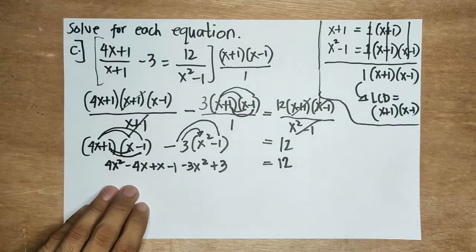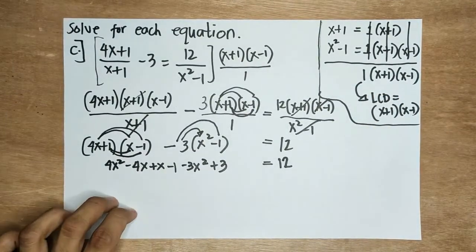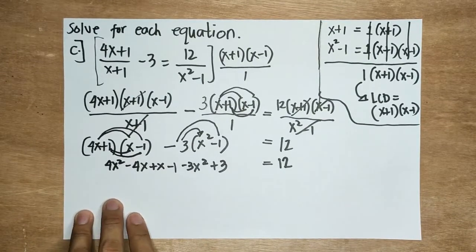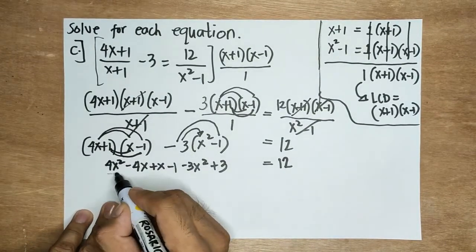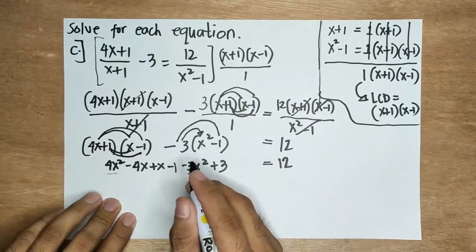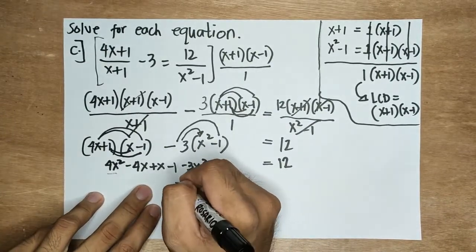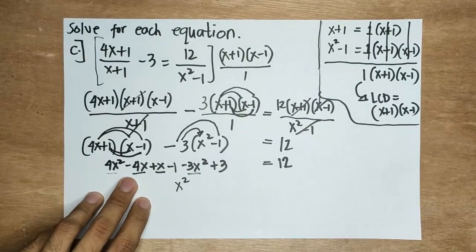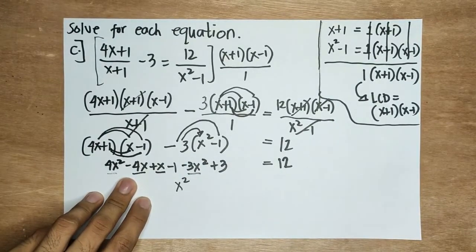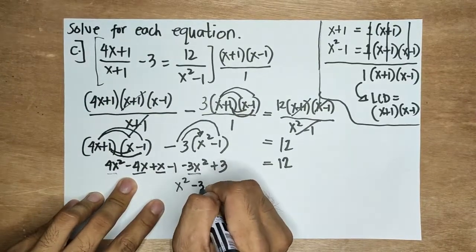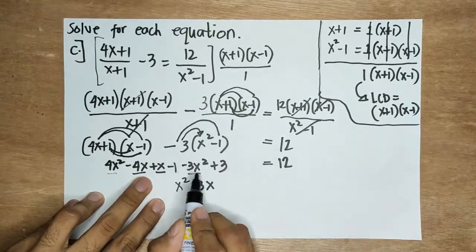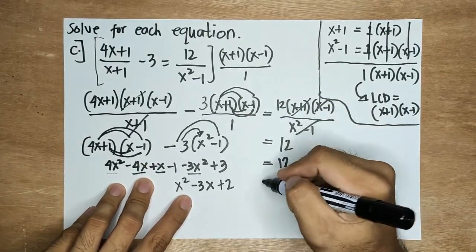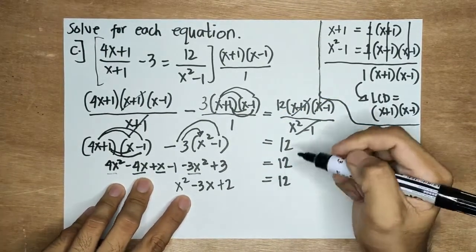Okay? Combining similar terms, again, what are similar terms? Terms are similar if they have the same variable and they have the same exponent. So, ibig sabihin, similar ito and then ito. So, 4 minus 3, we have 1 or simply x squared. Similar din ito, negative 4x plus x, we have negative 3x. The negative 1 plus 3 is equivalent to positive 2. We have is equal to 12 here.